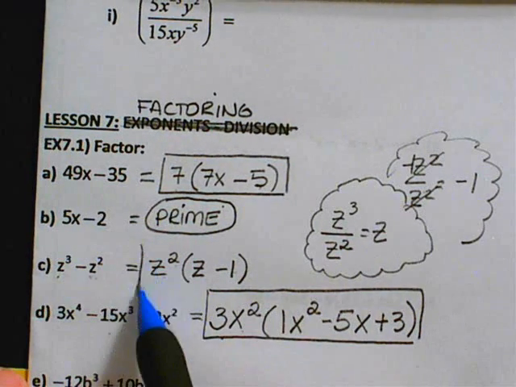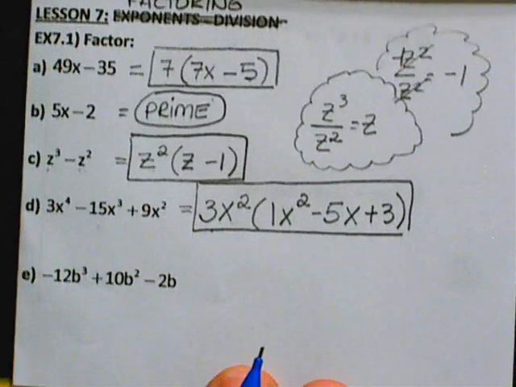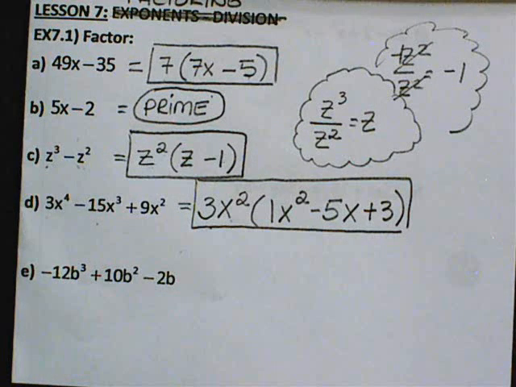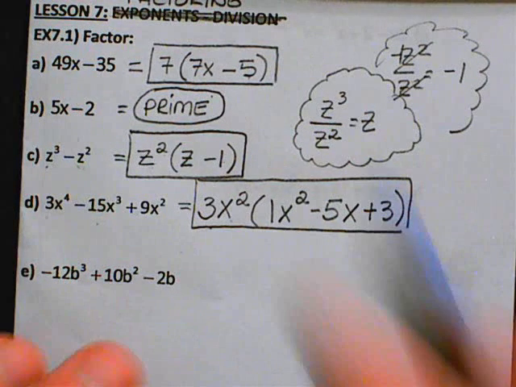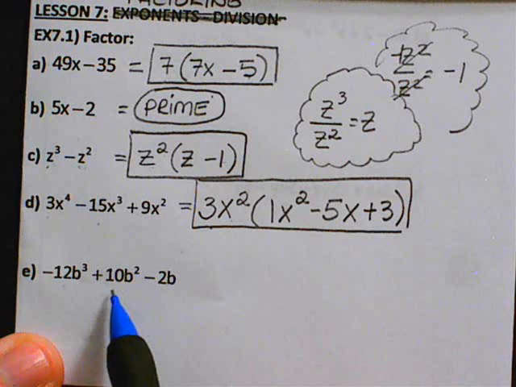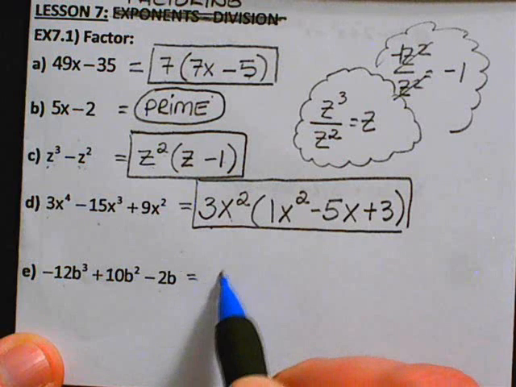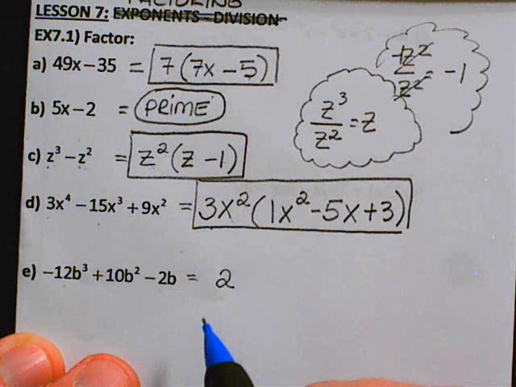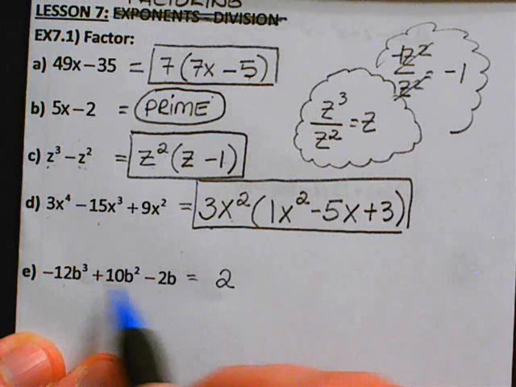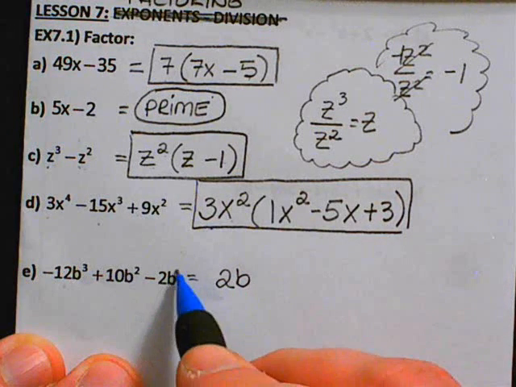Alright, let's proceed and do the next problem. What can I factor from 12, 10, and 2? The answer would be a 2. Can I factor out a b? Yes, I can. The b occurs in every one of them. How many b's can I factor? The smallest exponent is a 1, so I'll factor 1.